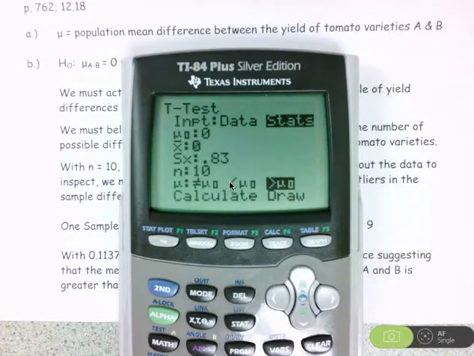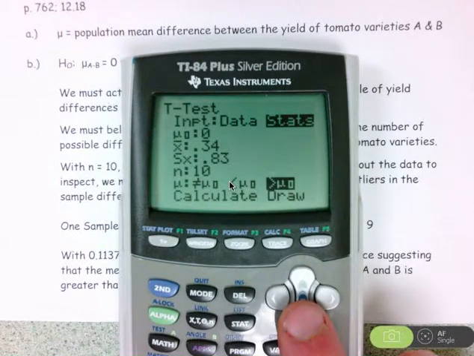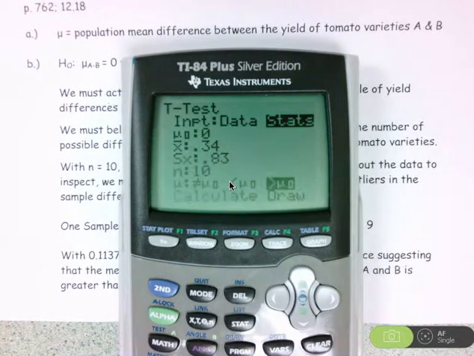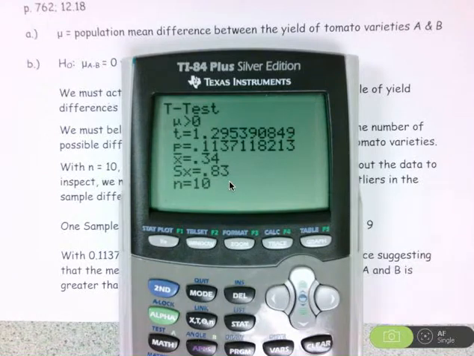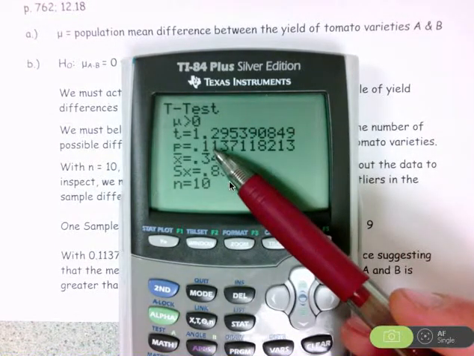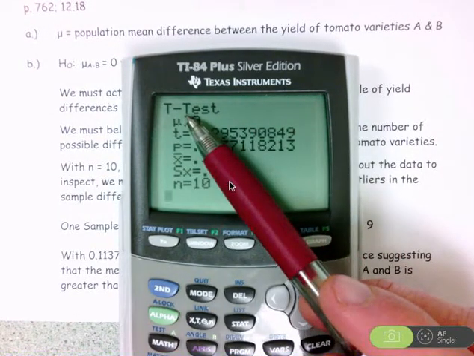Okay, here we go. The sample value that we were given was a mean difference of 0.34. The standard deviation was 0.83. There is the sample size. The alternative hypothesis is greater than. So there's how I got my t-score, and there's how I got my p-value. Again, this is a one sample t-test.